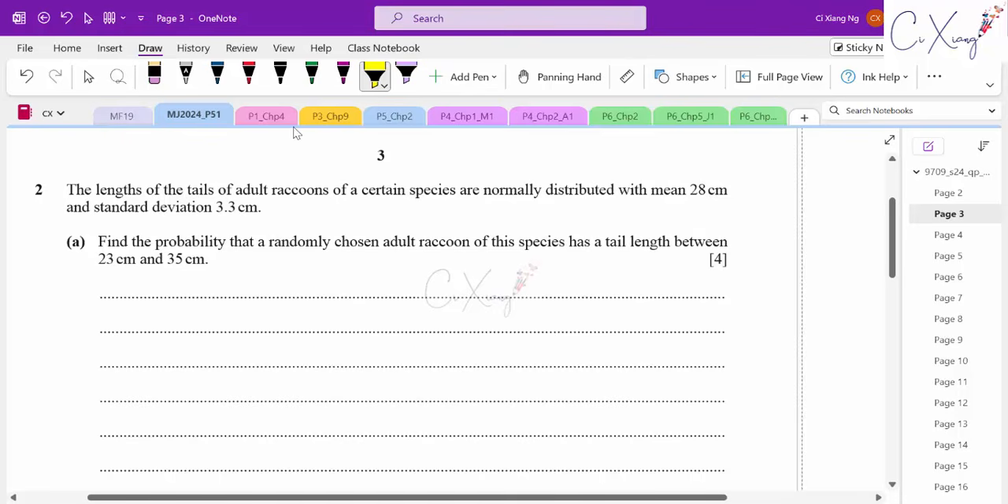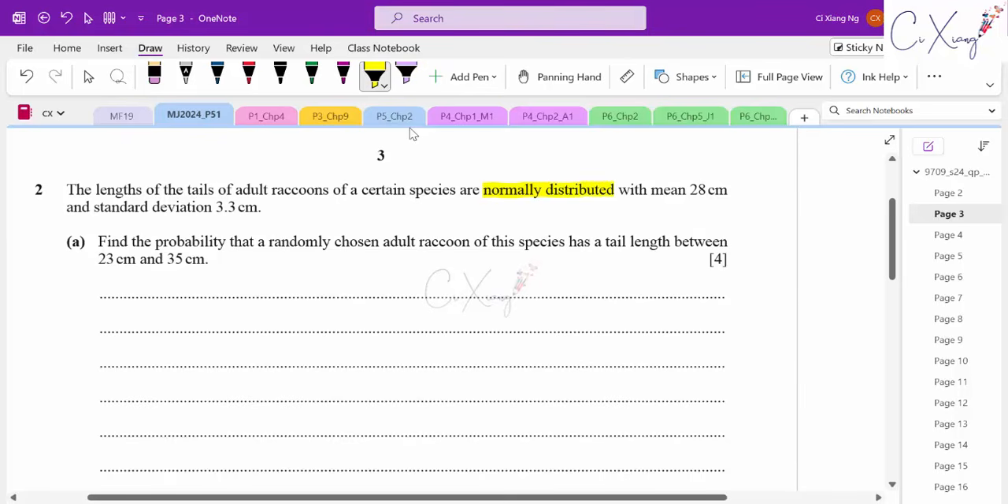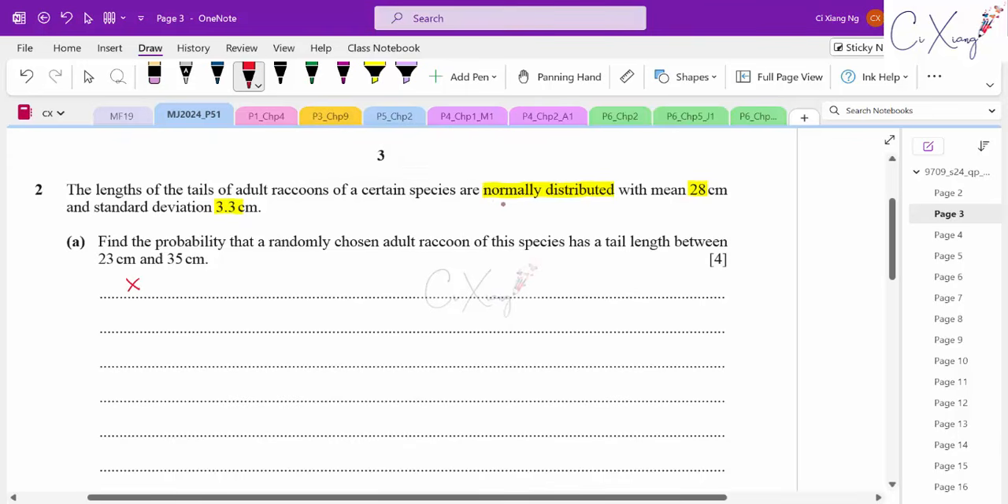Alright, so question number 2. We are given that the lengths of the tails of adult raccoons of a certain species are normally distributed. I think you need to highlight the keyword normally distributed. The mean is this one, and the standard deviation is 3.3. They want to find the probability that a randomly chosen adult has a tail length between 23 and 35. For this question, the keyword is very obvious: normally distributed. So X is normally distributed with mean 28 and standard deviation 3.3, so the variance is 3.3 squared.